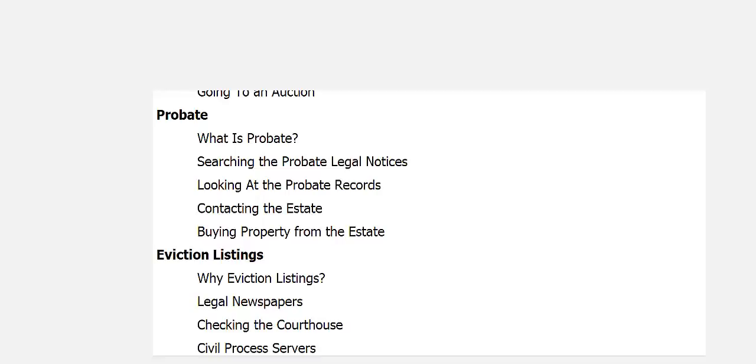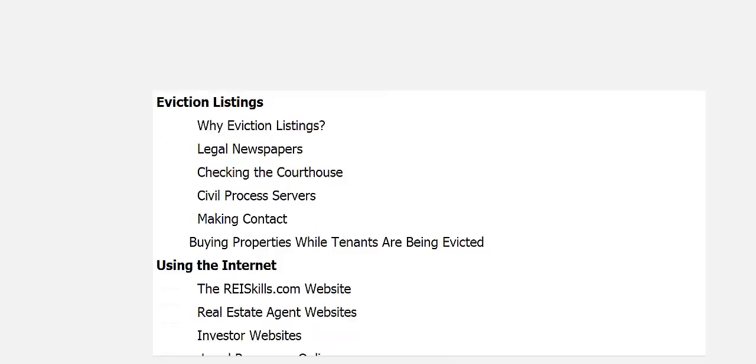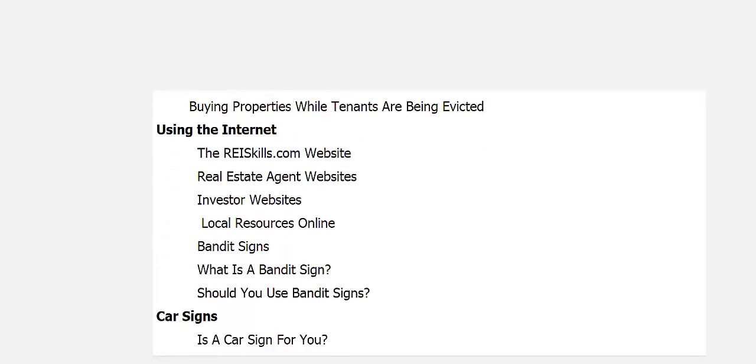This is when somebody gets evicted as a tenant, and you go to the landlord. Why eviction listings? Legal newspapers, checking the courthouse, civil process servers, making contact, buying properties while the tenants are being evicted. Using the internet, the REI Skills website, real estate agent websites, investor websites, local resources online, bandit signs.